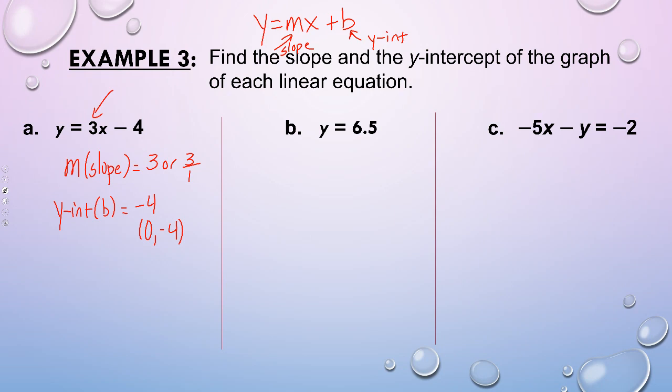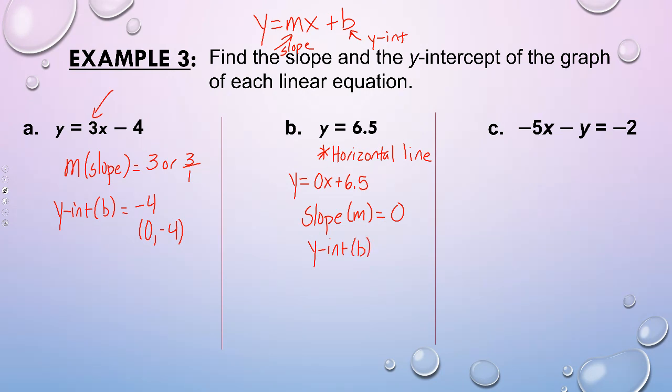Now, let's think about b. b is y equals 6.5. So in your head, you should be thinking this is a horizontal line because it's just y equals a number. So my slope of a horizontal line, if you want to think, this is really like y equals 0x plus 6.5. It's the same thing. So your slope, m, is just going to be equal to 0 here. What's the y-intercept? Your y-intercept is 6.5, or it's the point 0, comma 6.5.